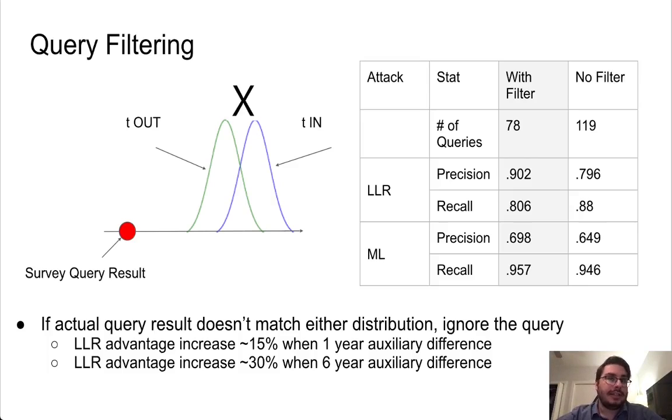For this reason, if we could detect it, we removed queries where the survey query result did not fit in either distribution, and this resulted in an overall advantage increase for all of our attacks. Especially when the difference is greater between the auxiliary dataset and the target survey dataset. For instance, when there's a 1-year difference, you get about a 15% advantage increase, whereas for a 6-year difference, you get a 30% advantage increase.